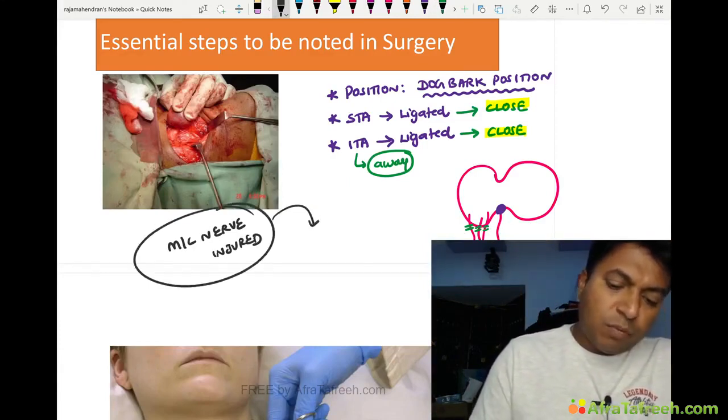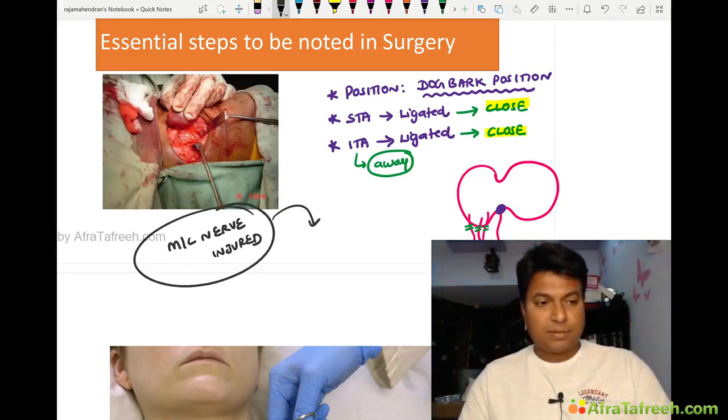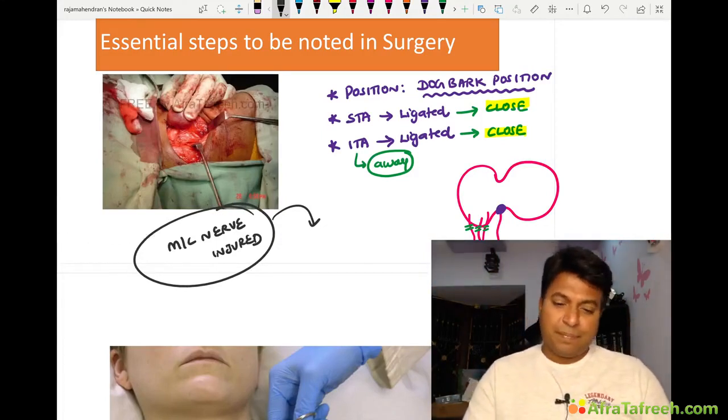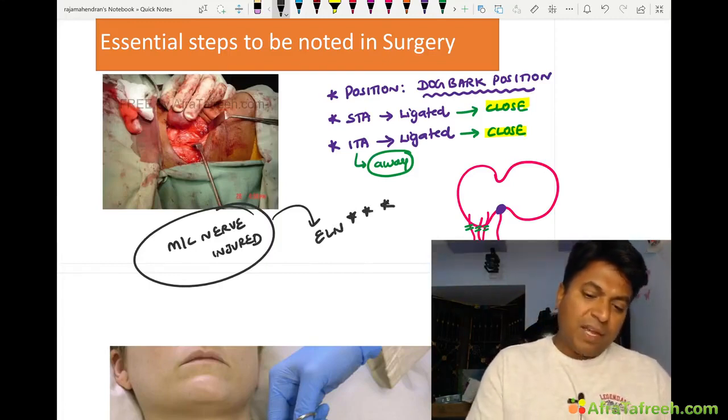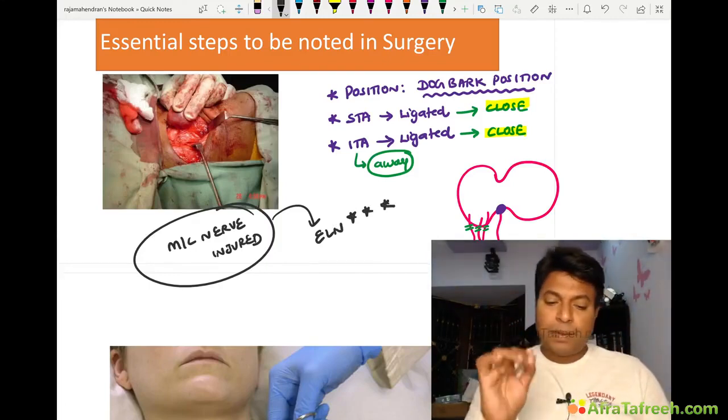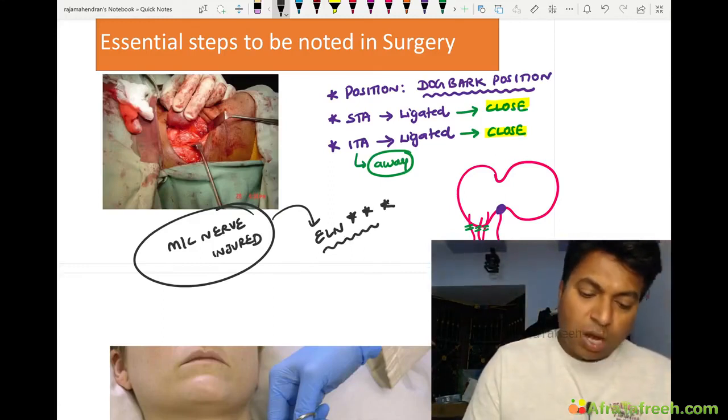In thyroid surgery, what is the most common nerve injured? Anybody? The external laryngeal nerve. Many of them are thinking it is the recurrent laryngeal nerve. It is wrong. The external laryngeal nerve is the most common nerve injured.